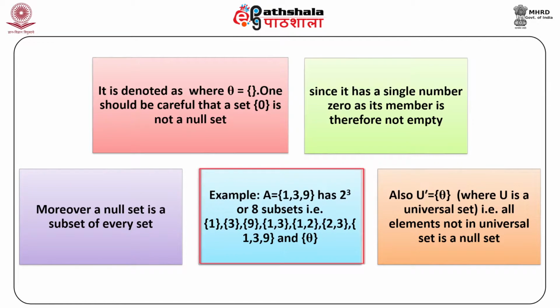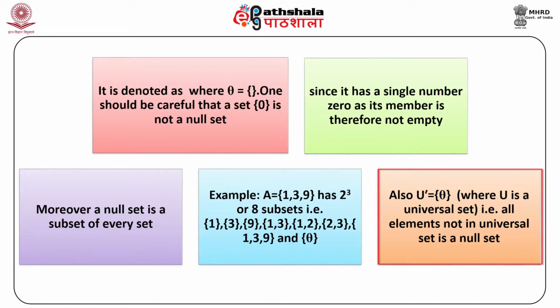For example, A is equal to a set containing 1, 3 and 9 and has 2 to the power 3, which means 8 subsets, that is {1}, {3}, {9}, {1, 3}, {1, 9}, {3, 9}, {1, 3, 9} and the null set. Also, U complement is equal to a null set, where U is a universal set, that is, all the elements not in the universal set becomes the null set.